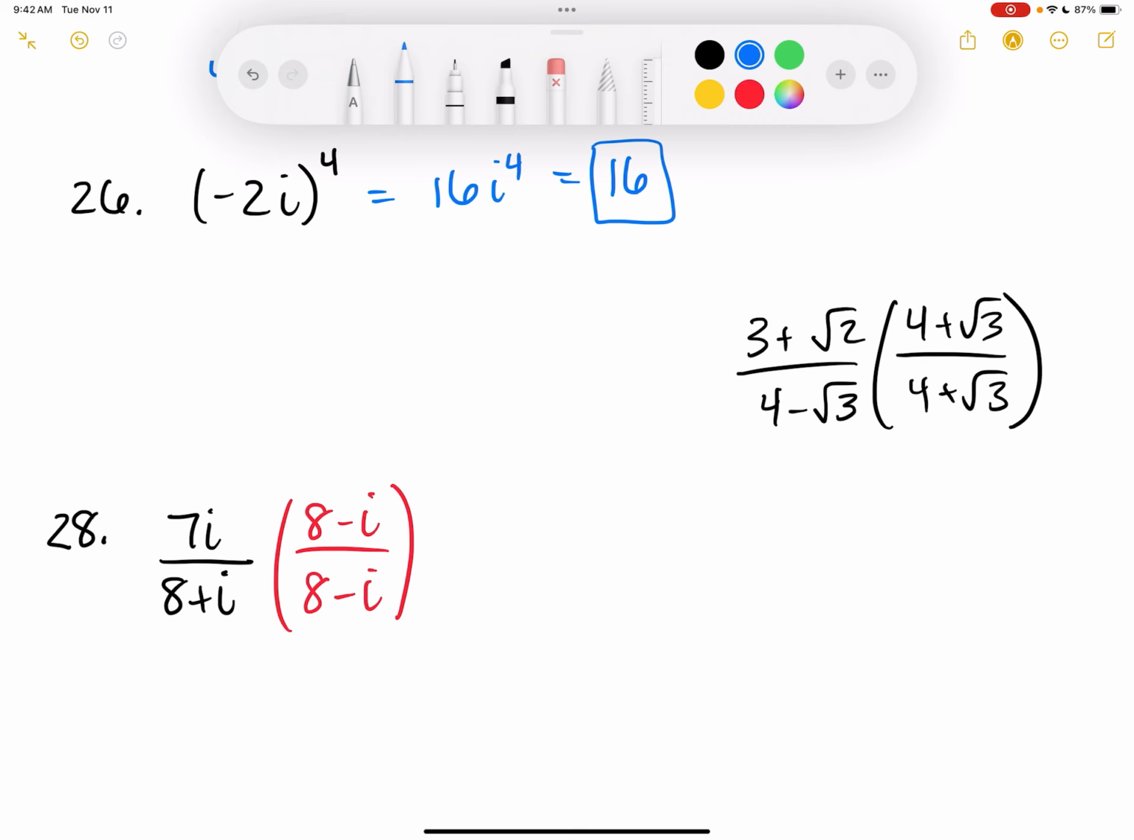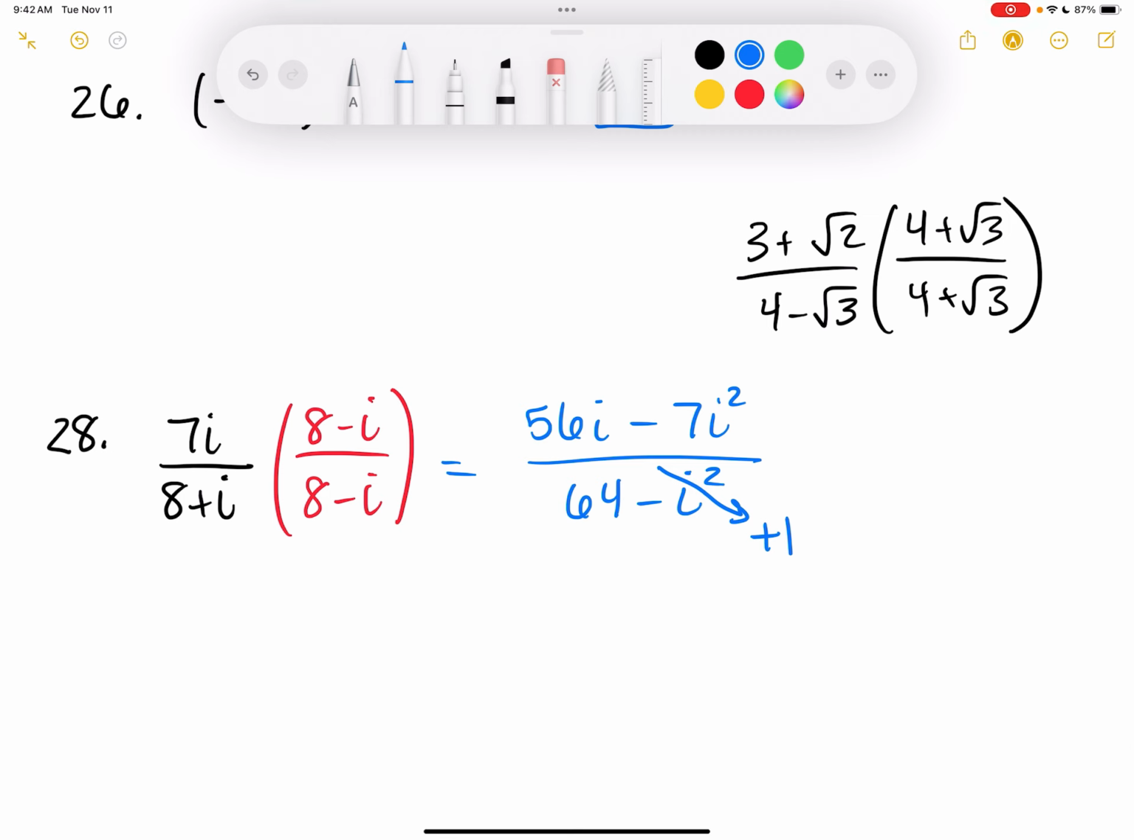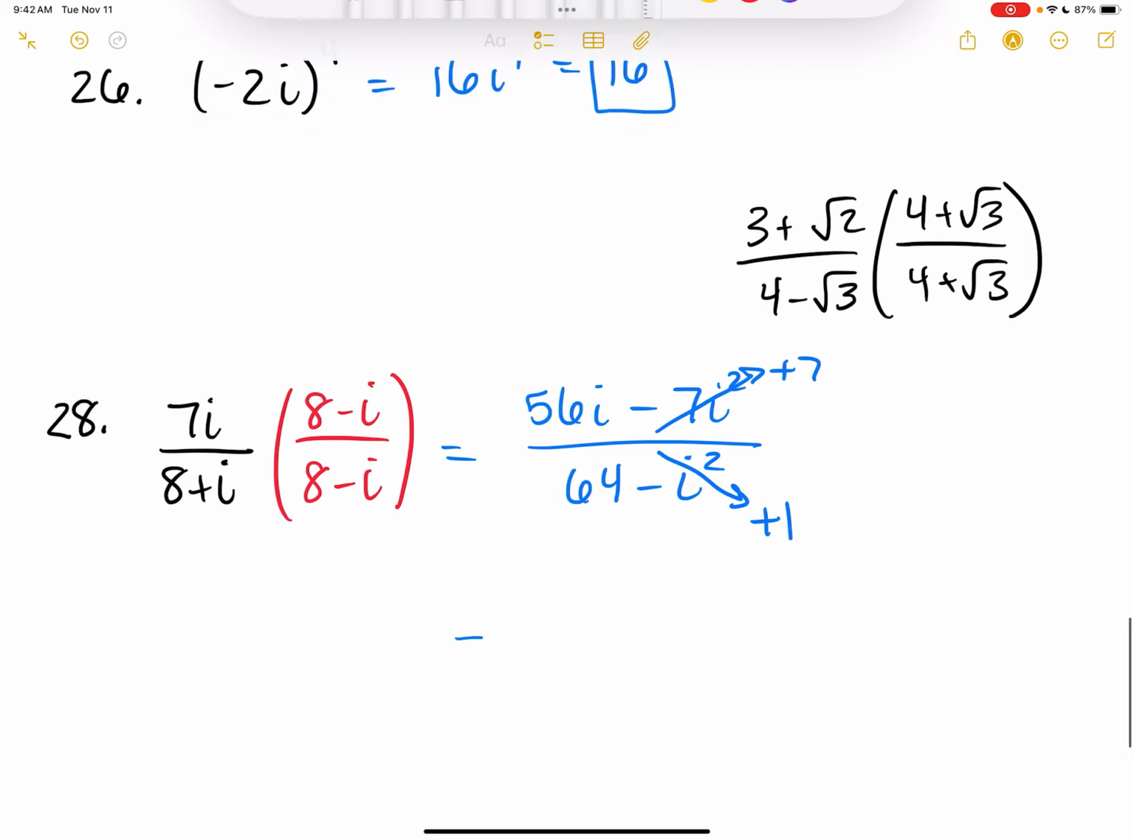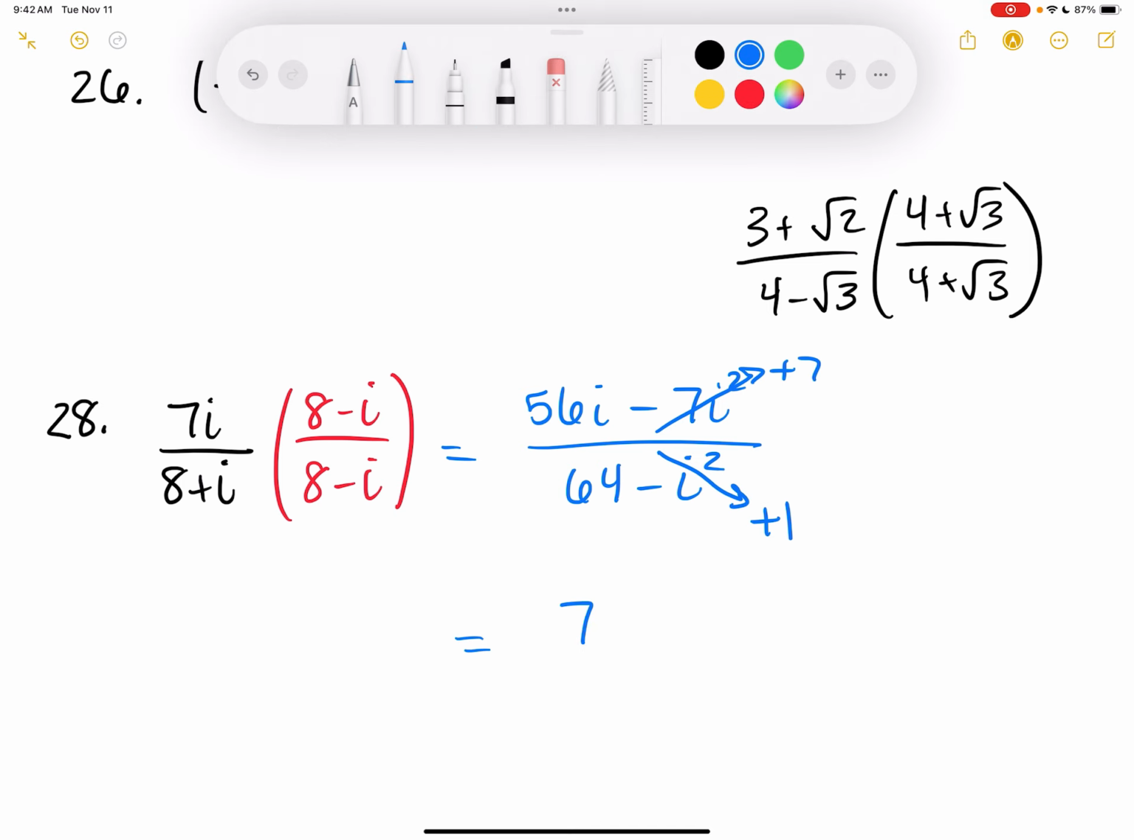So on top, I just distribute, so that would be 56i minus 7i squared, over 64 minus i squared. And i squared is negative 1. So this is going to become a positive 1 here because negative and negative is positive. So on the bottom, I end up with 65. Up here, this negative 7i squared is going to become plus 7. So I'm going to reorder this: 7 plus 56i over 65. That is not my final answer.